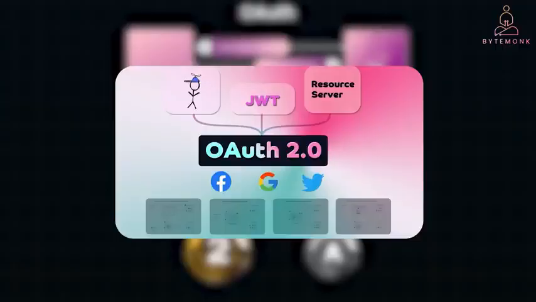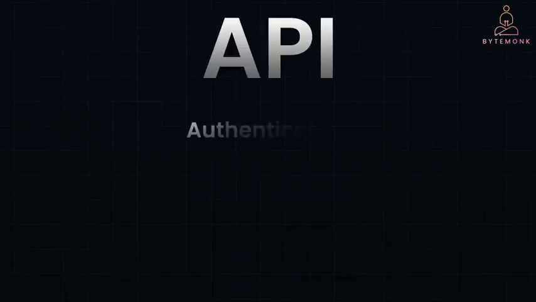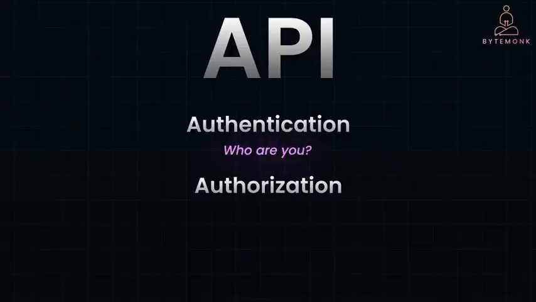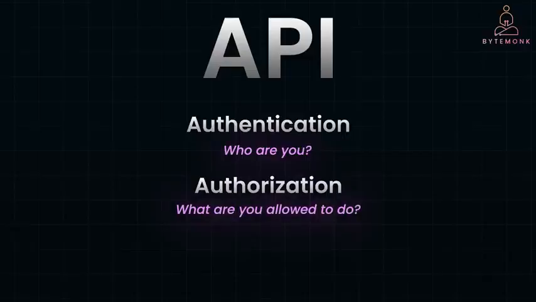Finally, let's clear up some common confusion between authentication and authorization. API authentication answers this question, who are you? It is about verifying the identity of the client or user trying to access the API. API authorization, on the other hand, answers the question, what are you allowed to do? It's about determining what permissions the authenticated user has.